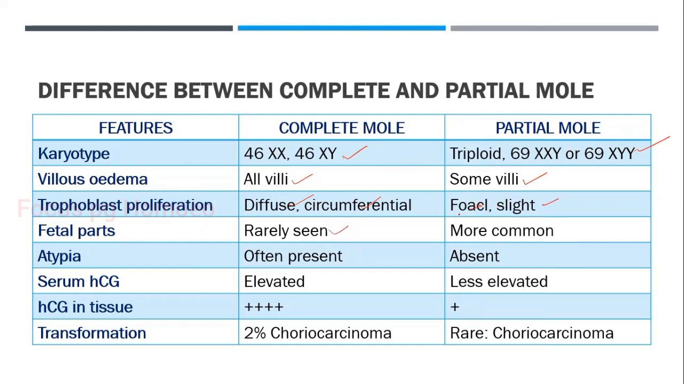Fetal parts are rarely seen in complete mole, more common in partial. Atypia is often present in complete mole and absent in partial mole. Serum HCG is very much elevated in complete mole, and least elevated in partial mole. But overall, in any type of hydatidiform mole, HCG is raised. HCG in tissue is very high in complete, and high in partial. Malignant transformation to choriocarcinoma is about 2% in complete, and rare in partial mole.